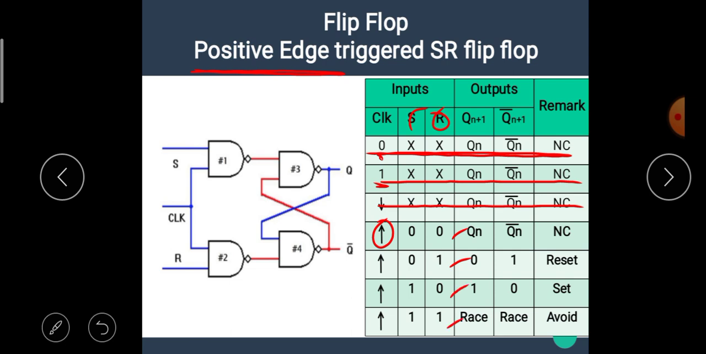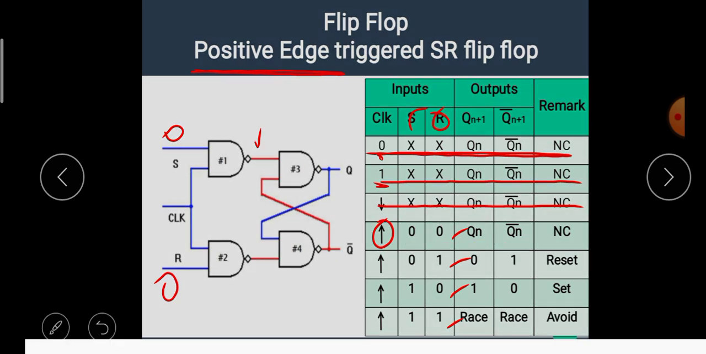When the first rising edge occurs, S and R both have the value 0 0. The outputs of NAND gates 1 and 2 are forced to be 1, and we know that in an SR latch, if both inputs have the value 1 1, then we get the no change condition.